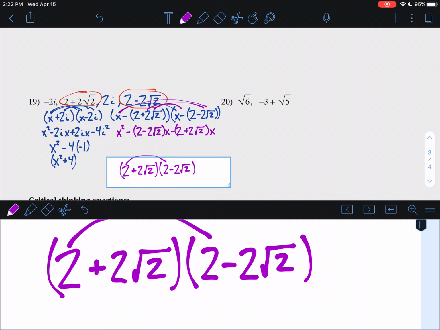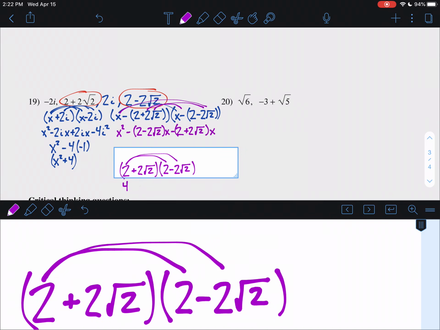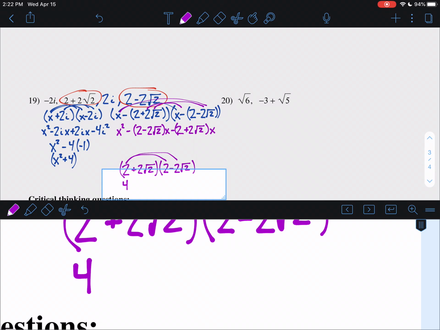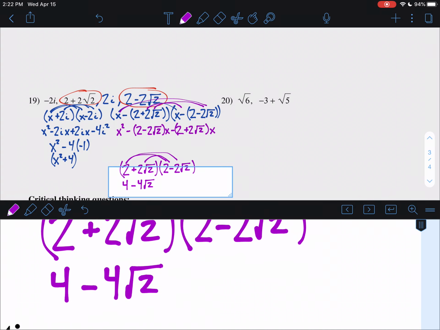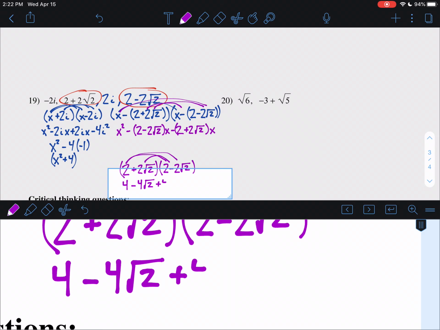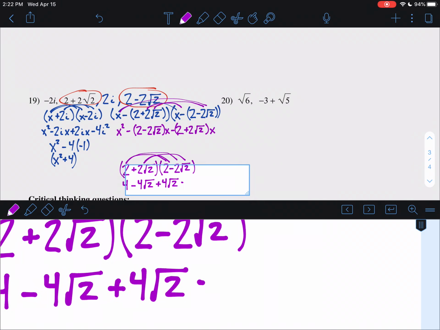So I have 2 times 2 is 4. I have 2 times negative 2 square roots of 2 is going to be negative 4 square roots of 2. I have 2 square roots of 2 times 2 is going to be positive 4 square roots of 2. And I have 2 square roots of 2 times, actually, negative 2 square roots of 2. Okay, so that's going to get me negative 4 square roots of 2 squared.